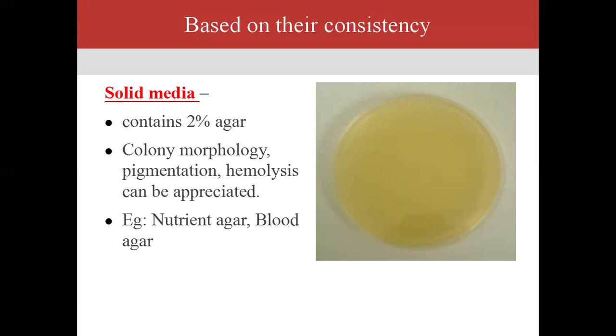If you see Staphylococcus aureus, it produces golden yellow pigments. And hemolysis, so breakdown of RBC, we can also see. Examples, nutrient agar and blood agar. In the picture you can see this is the nutrient agar.